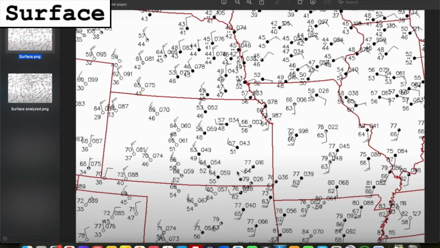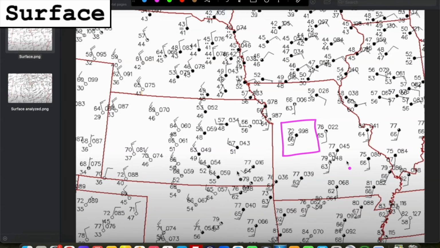The surface map is one of the most important tools that we have to analyze severe weather because a lot of the features that occur at the surface are extremely critical in the progression of a severe weather event. Before we fully dive in, let's take a look at just what all these numbers and symbols mean. For example, let's take a look at this station here in western Missouri.